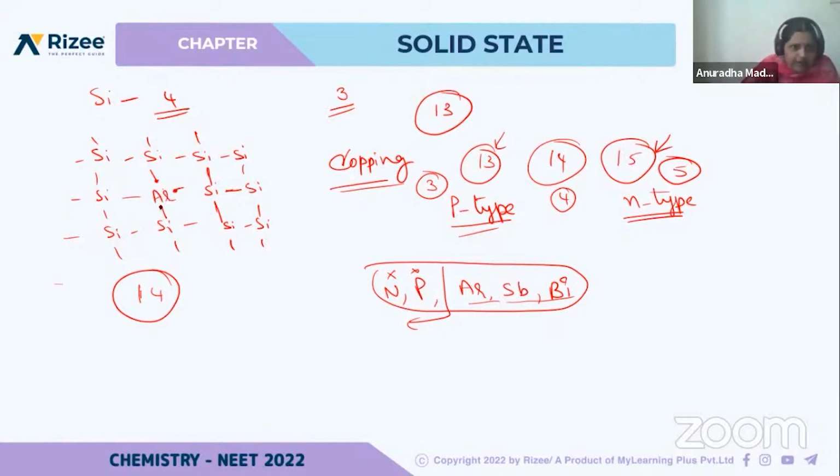This arsenic also forms 4 bonds with the neighboring elements, as it has valency 5. So 4 are utilized here. Then what about the fifth valence electron? It stays as a free electron. So in this case also there is availability of free electrons, so obviously conductivity is also more in this case.